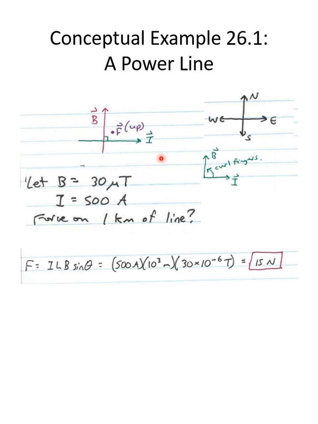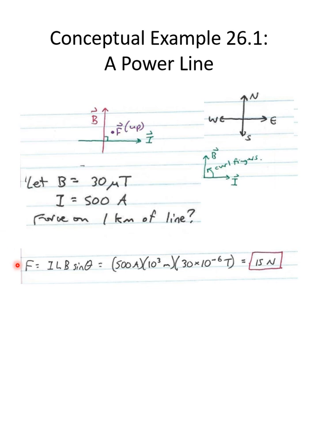And then we want to know what is the magnitude of the magnetic force. Well, at the Earth's equator, the magnetic field is 30 microtesla, as it says in the problem. And then it says, let's say that the power line carries 500 amps. What is the magnetic force on a kilometer of the line?